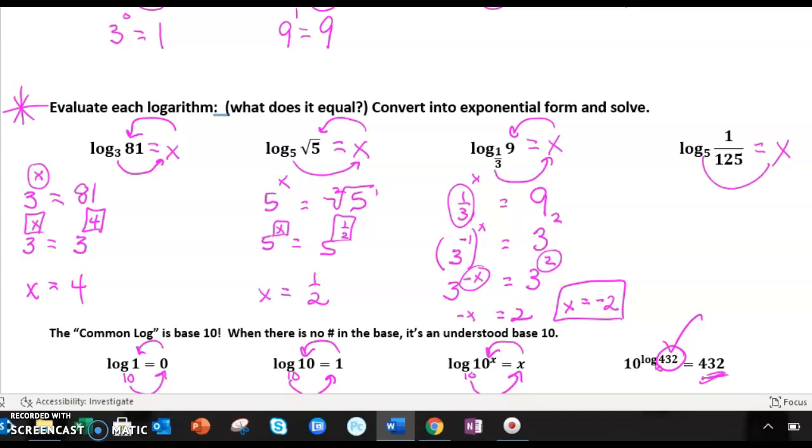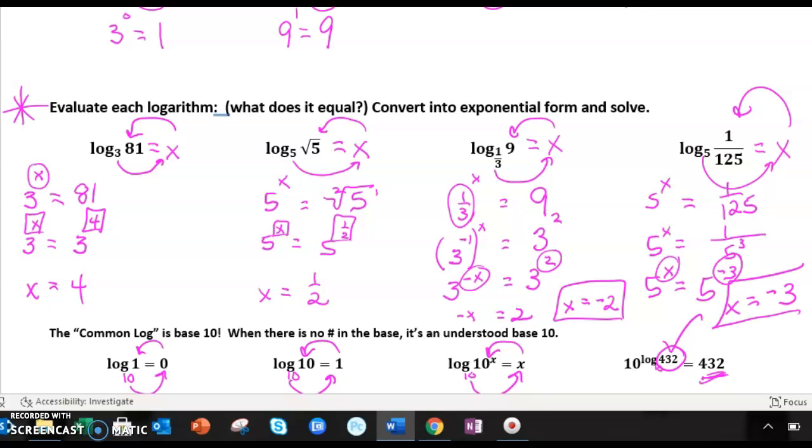Last one, 5 to the x power equals 1/125. So let's try to get like bases. 125 is 5 cubed. 1/5 cubed is the same as 5 to the -3. Using our one-to-one property, x is equal to -3.